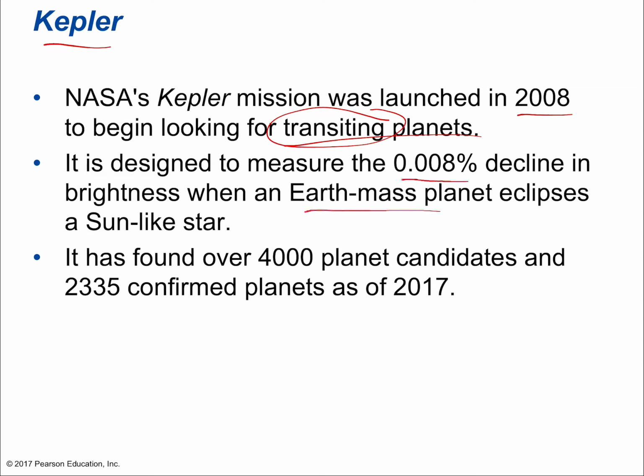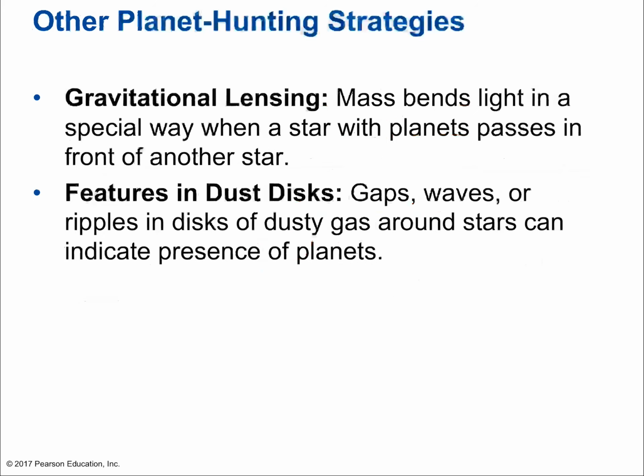All right, so it gets really good at measuring Earth mass planets eclipsing sun-like stars. It was specialized for that purpose, and it has found lots of Earth-like planets, which is pretty darn cool, right? It has found over 4,000 planets, all right, 2,335 confirmed planets as of 2017. Not bad, all right? Some other techniques include gravitational lensing, which is the idea that due to Einstein's theory of general relativity, mass bends light, and we can see that bending, that slight variation due to the mass of the planets.